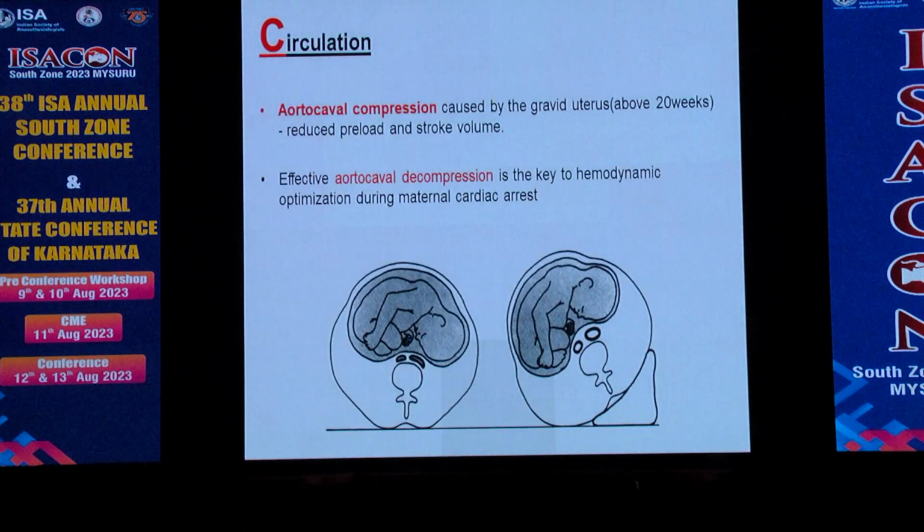Coming to circulation, the major threat during the resuscitation of the pregnant woman is the possibility of aortocaval compression caused by the gravid uterus, especially above 20 weeks, which reduces both preload as well as stroke volume. So, effective aortocaval decompression is the key to hemodynamic optimization during cardiac arrest.